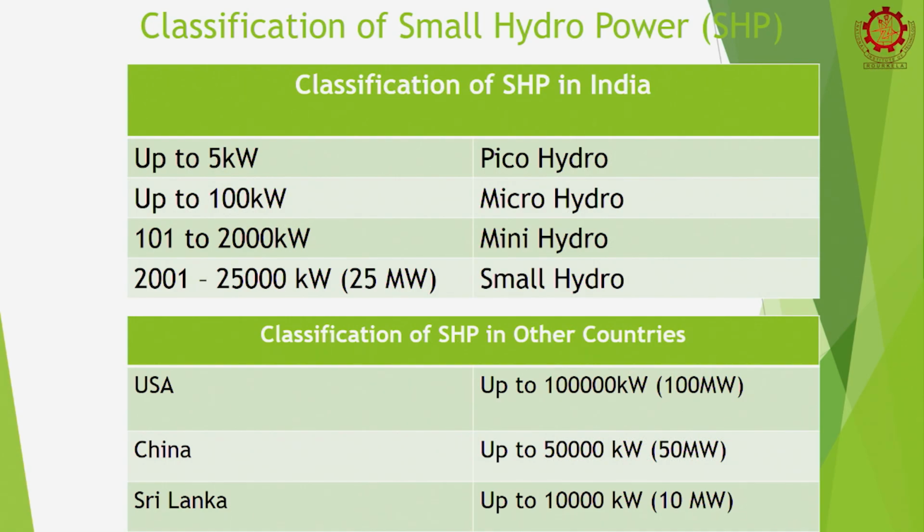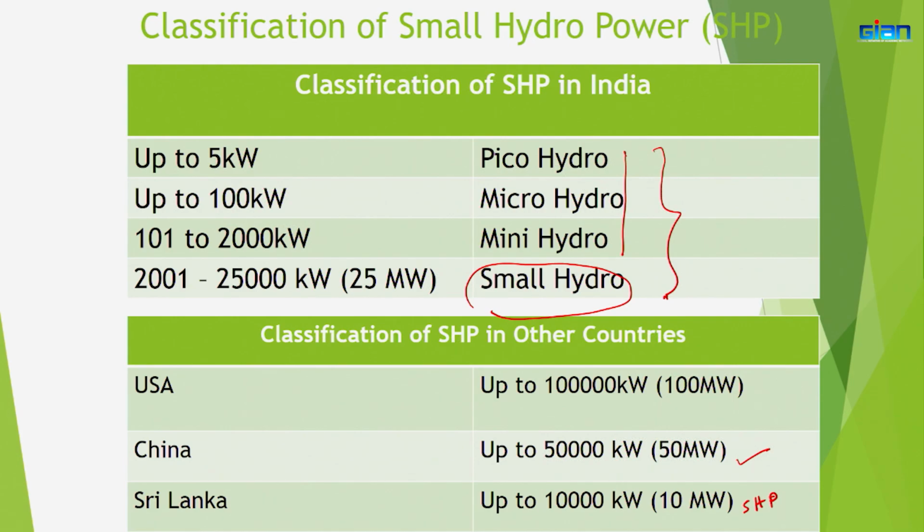For example, in USA where they have very large hydropower plants, they call up to 100 megawatt small hydropower plants, and in China up to 50 megawatt they call small hydropower plants, and in Sri Lanka we call up to 10 megawatt or 10,000 kilowatt as small hydropower. So, this is the Indian classification, but of course, there are no hard and fast rules. I prefer to use small hydro for the entire cross section here. In the Indian context, from 0 to say 25 megawatt we can call small hydropower.